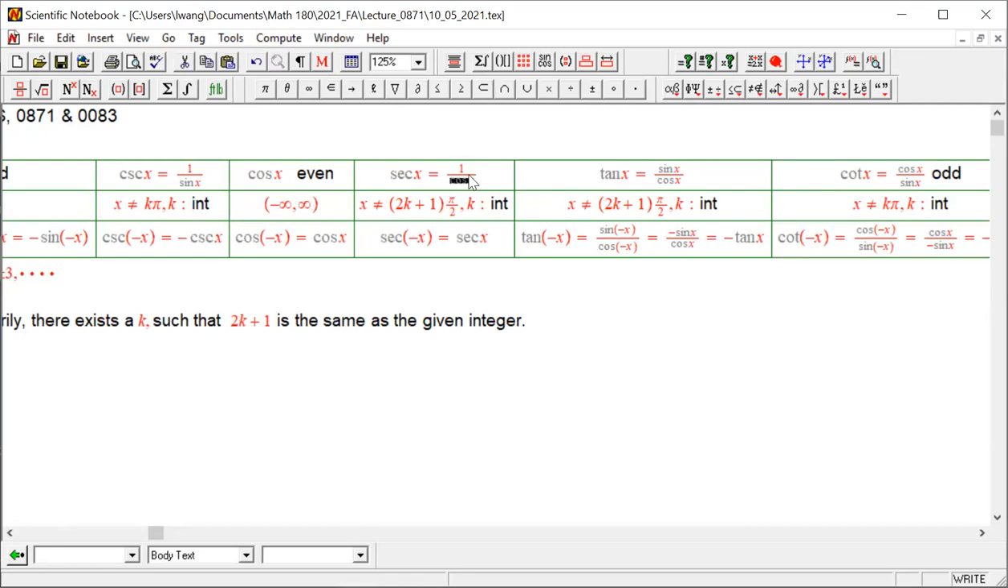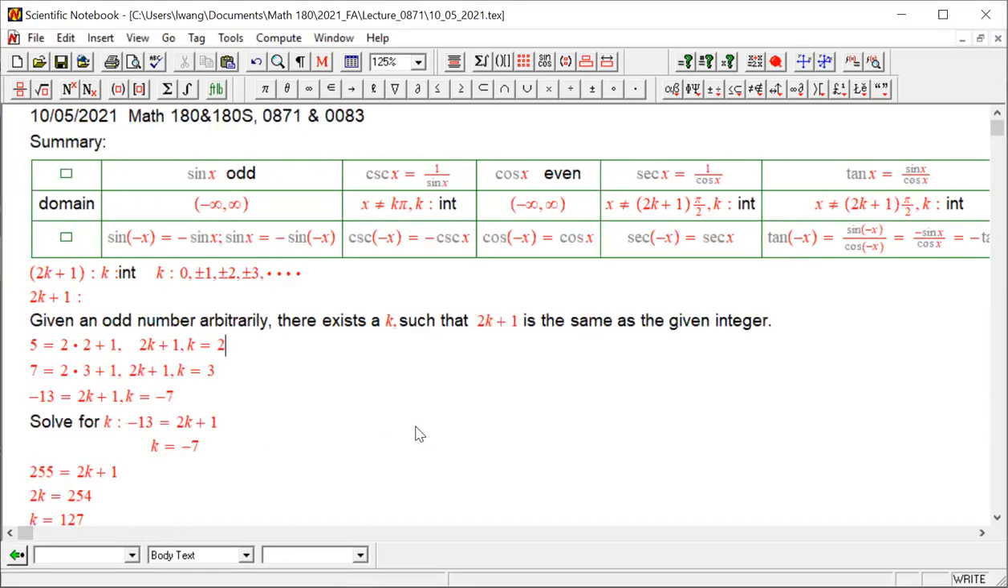Secant is 1 over cosine. Tangent is sine over cosine. They have the same denominator, therefore they have the same domain. You guys follow me? All right, I think we can put a closure to this even odd function discussion. Do you guys have any questions?